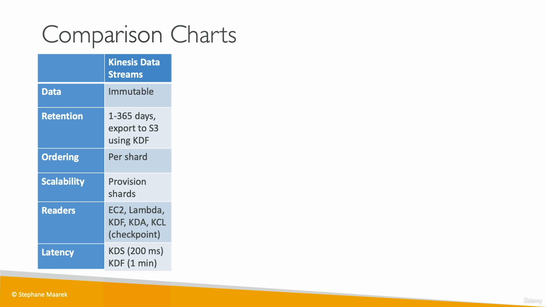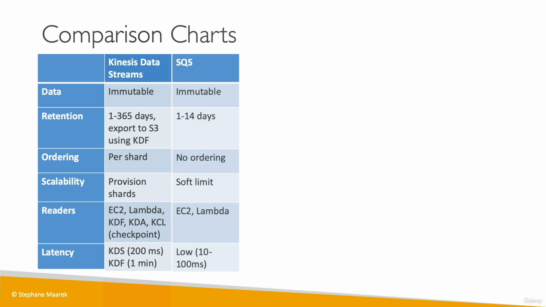In terms of latency, if we're using Kinesis Data Streams, then we have about 200 millisecond latency. And if we're using Kinesis Data Firehose, it's not real-time latency, it's near real time. So it's going to be 1 minute minimum to flush that buffer into Amazon S3, for example.